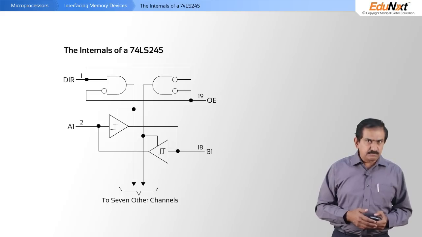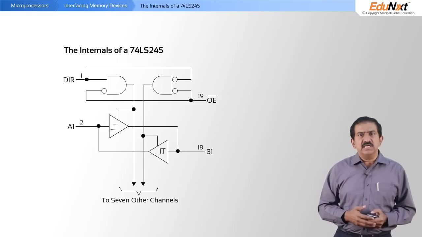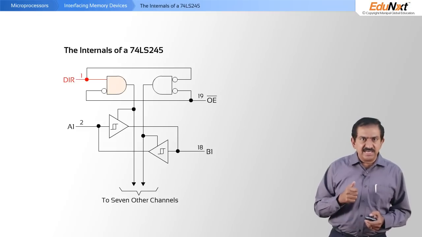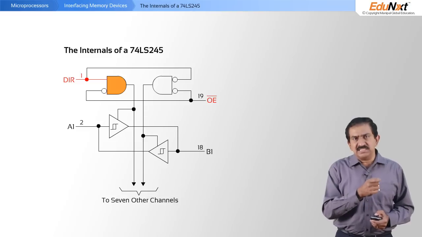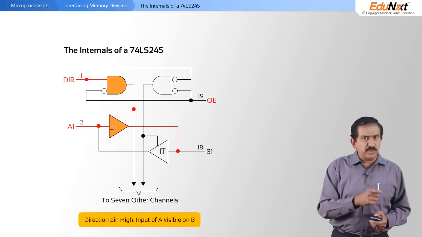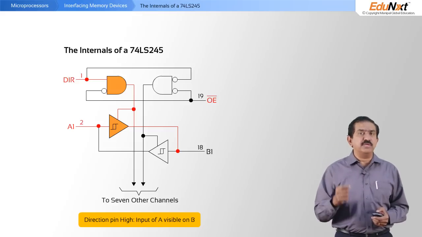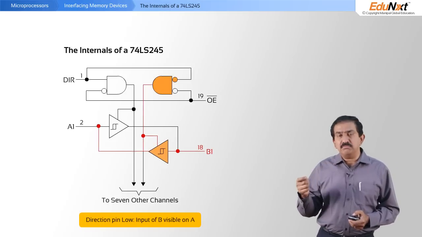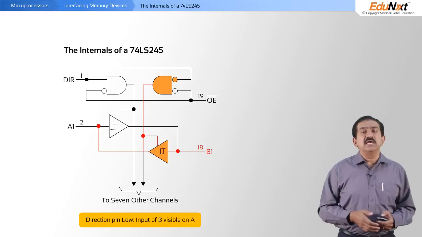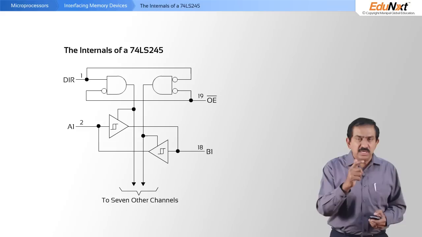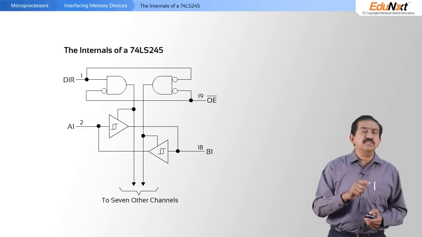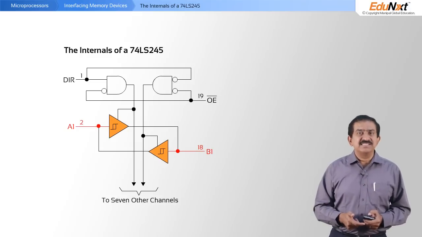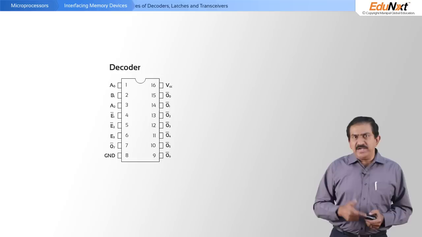How does this work? If you look at the internal circuitry of the 74LS245, you have what is called a direction pin. If the direction pin signal is high, whatever is at the input pins A1, A2, etc. will be visible at the output pins B1, B2, B3. If the direction pin is low, whatever is at B1, B2, B3 will become visible at A1, A2, A3, and that's how the direction pin can be used to configure the direction of data movement between the A pins and the B pins of the 74LS245. When do you use these devices?